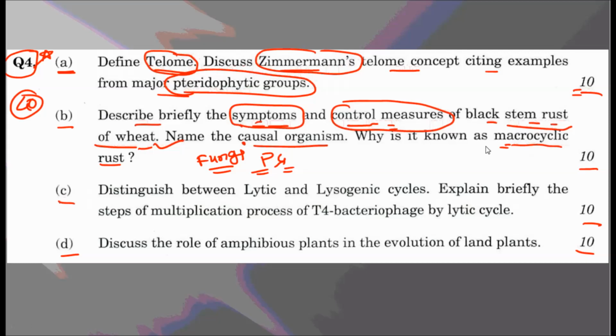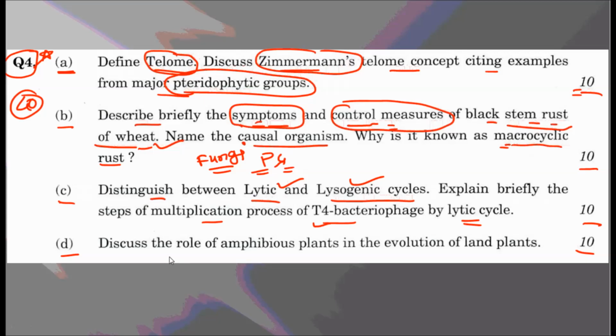All right. In the next sub question, they ask: distinguish between the lytic and the lysogenic cycle. Explain briefly the steps of the multiplication process of T4 bacteriophage by the lytic cycle. So in this question, you have to first distinguish between the lytic and the lysogenic cycle, and then you have to explain the steps of multiplication in a T4 bacteriophage.